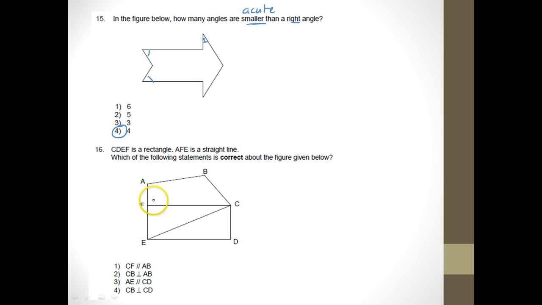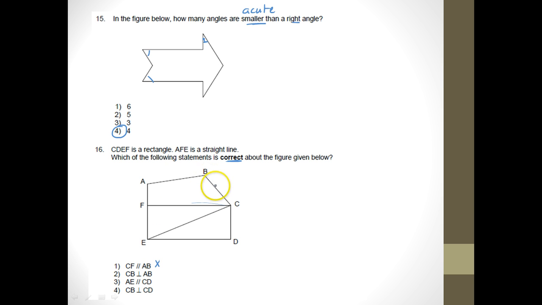CDEF is a rectangle. AFE is a straight line. Which of the following statements is correct about the figure? CF is here, is parallel to AB? No, it is not parallel because it will meet.